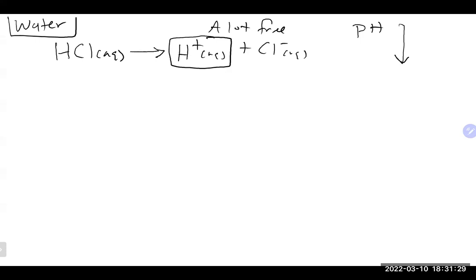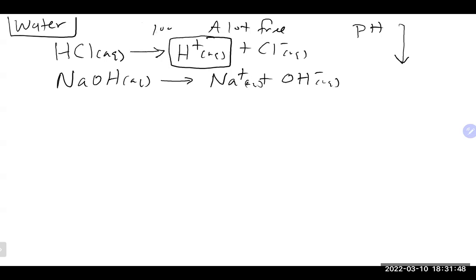If we take some sodium hydroxide, which is a strong base, and put it in water, because sodium hydroxide is a strong base, it also is going to 100% break apart into sodium ions and hydroxide ions here, right? Now, in this case, we didn't produce a lot of H+, but we did produce a lot of OH-, really quickly.